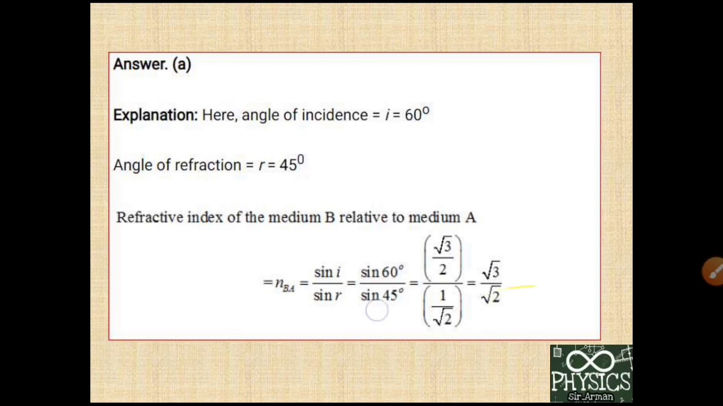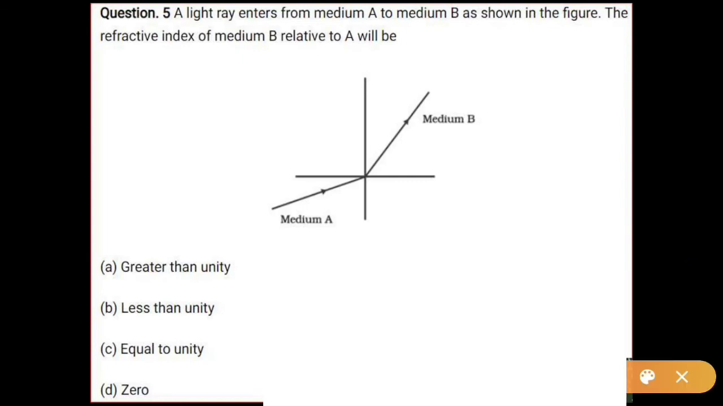Now if you have any question, you can comment in the comment section. So in this question, a light ray enters from medium A to medium B as shown in the figure. The refractive index of medium B relative to medium A will be, so you have the fact that when a light ray enters from denser to rarer, it bends away from the normal, and when it enters from rarer to denser, it bends towards the normal, because the denser medium has the larger refractive index. Considering that fact, you take the ratio and give the answer in the comment section.